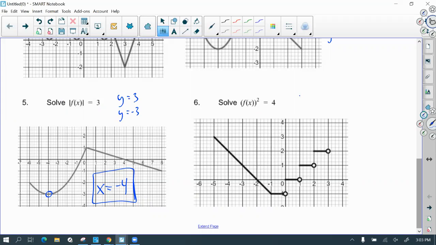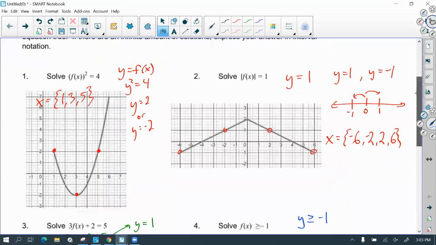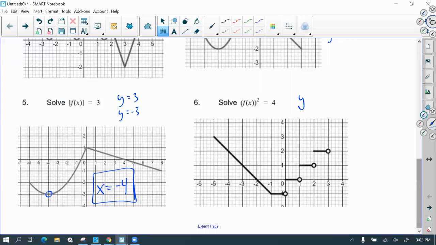Number 6, I've seen this before. This was just like number 1, wasn't it? This is the same thing as y squared equals 4. So I'm looking for y equaling 2 or -2. Y equals 2 there, and y equals 2 all there. So what are the x values that produce those y values? One of them is -4, and the other is the interval from 2 to 3, not including 3, because there's an open circle there.